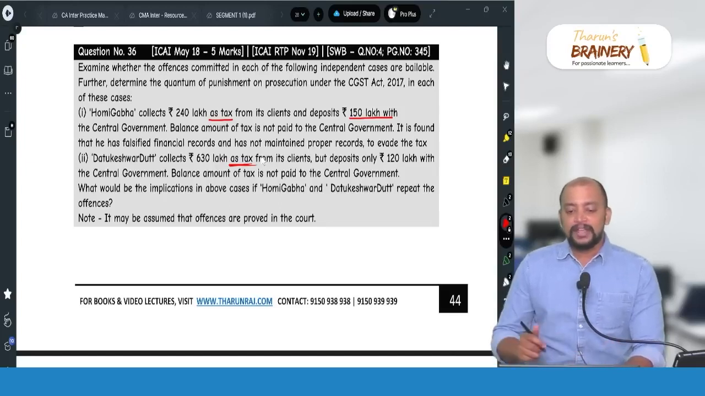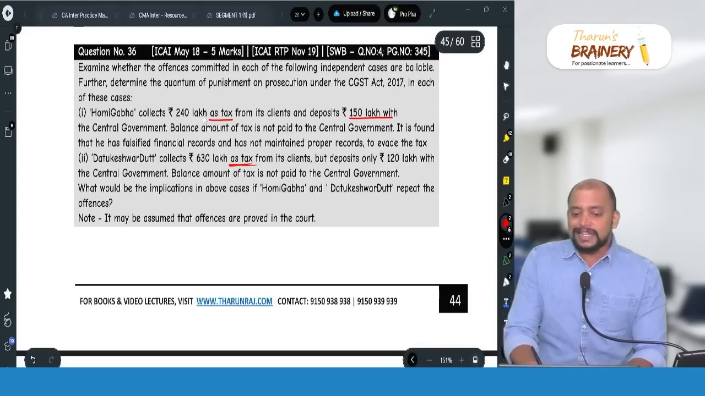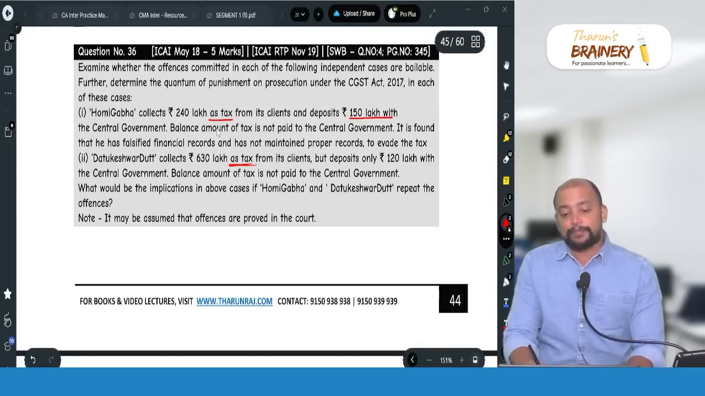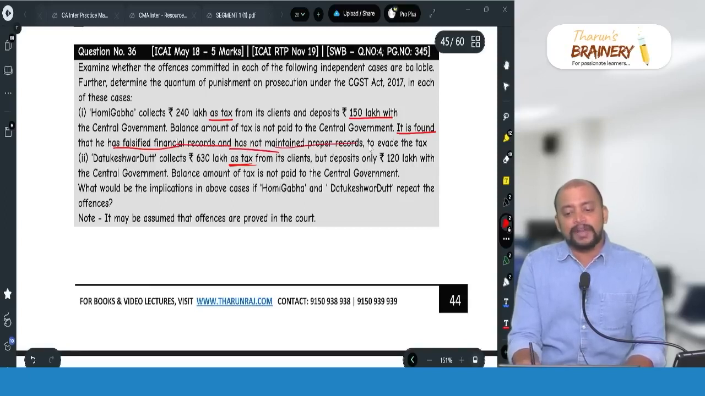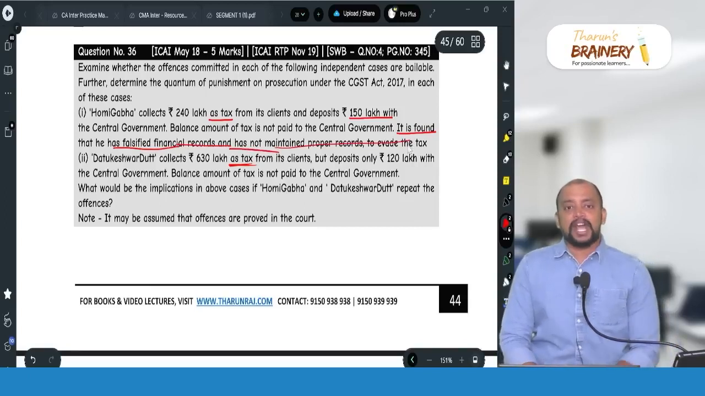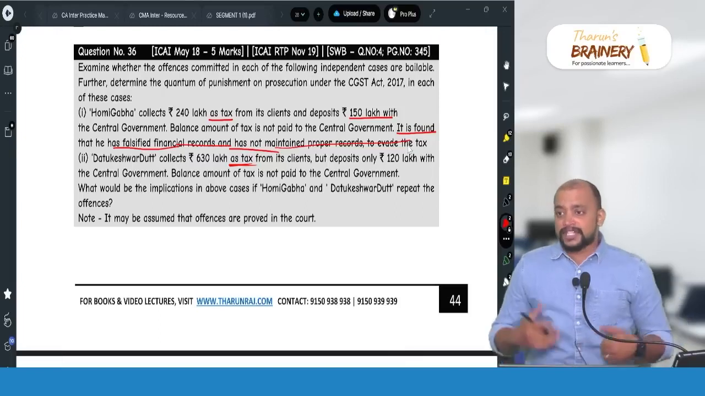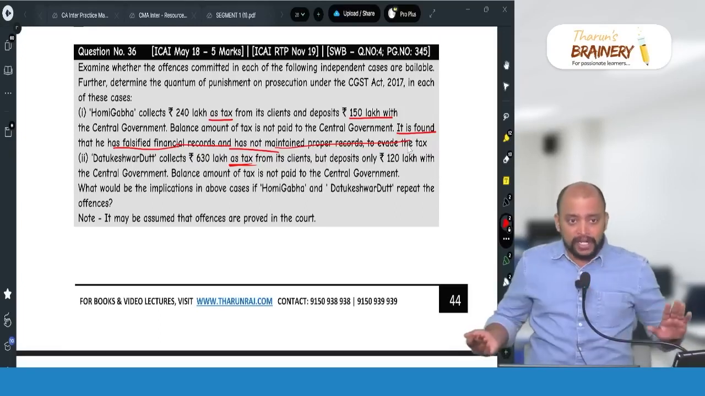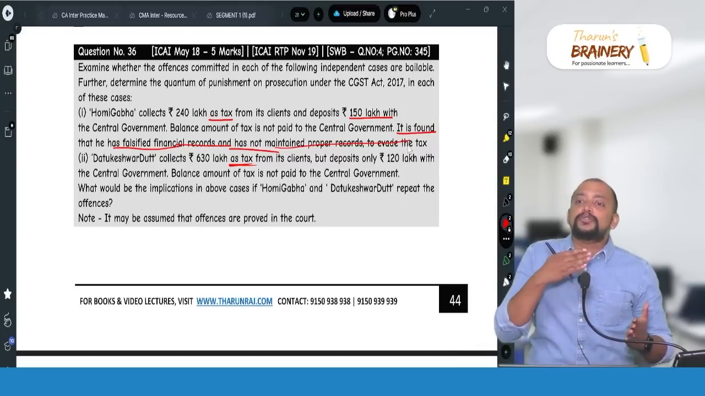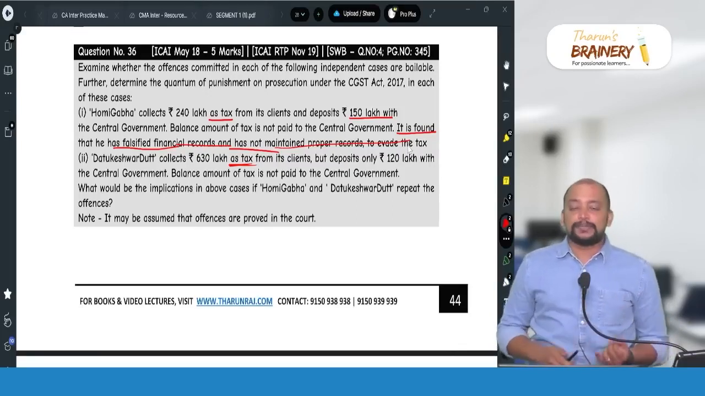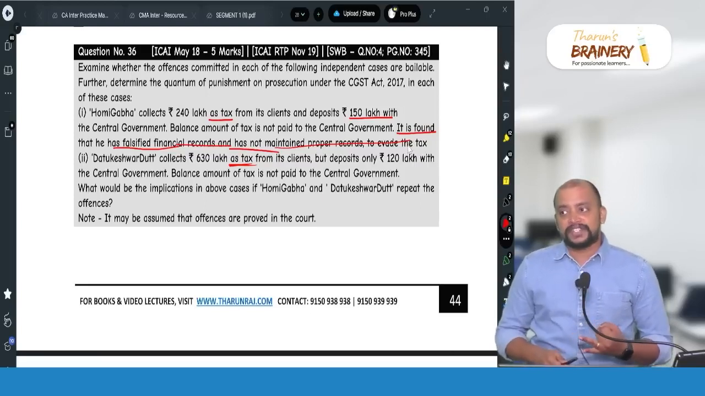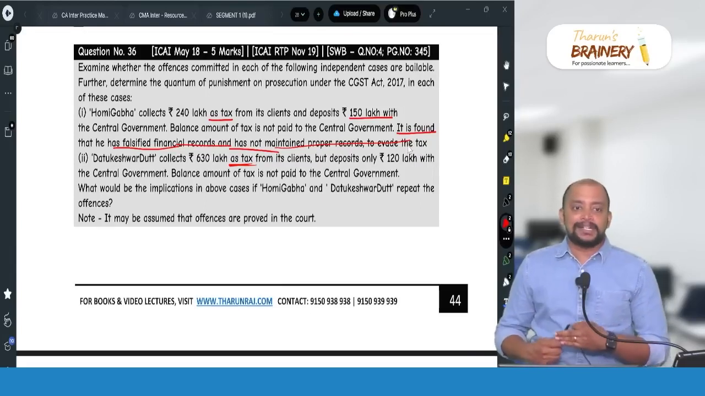Now, this is in case of collected amount as tax but not paid. Now, Homi Gaba has made another offence. It is found that he has falsified financial records and has not maintained proper records, means books of accounts default. In case of books of accounts default, irrespective of the amount involved, the imprisonment will be up to 6 months or fine or both. In case of three offences: books of accounts default, obstructing an officer from doing duty, and tampering material evidence.